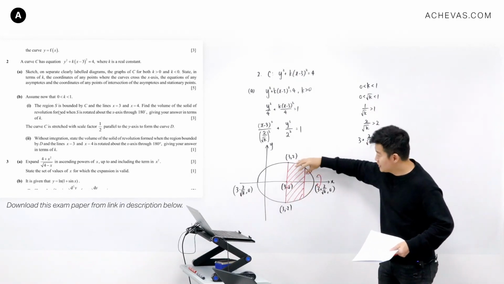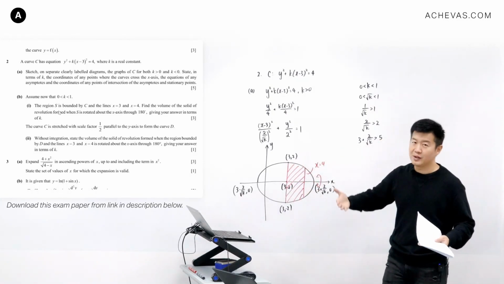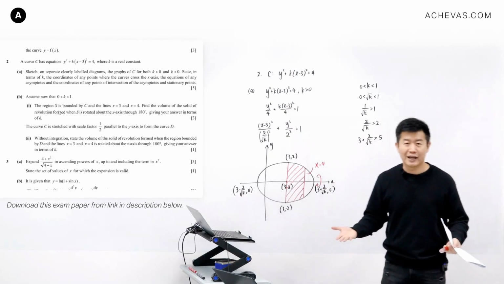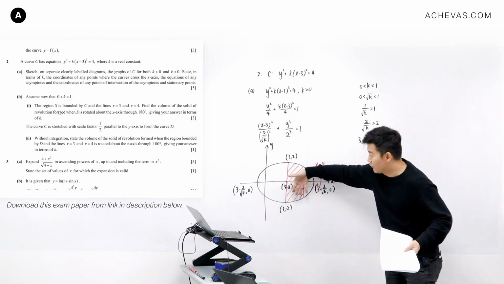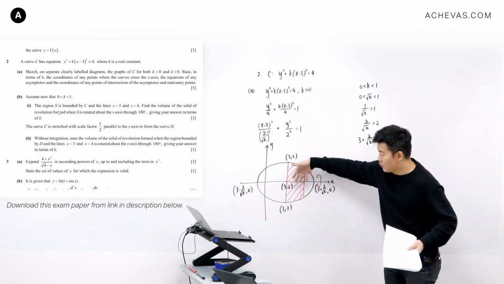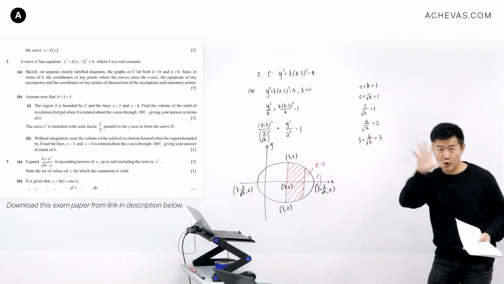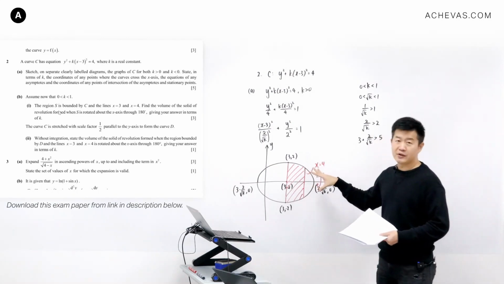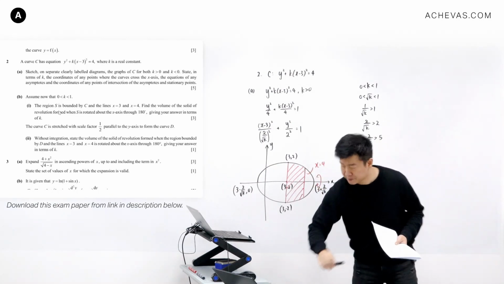If it is just the top portion, yes, if you have to rotate it by just 180 degrees, then you're going to get half of the solid. But the full thing, where it is symmetrical, the top and the bottom, when it is rotated, we're going to get a full solid. So we're going to try to find the volume of this.